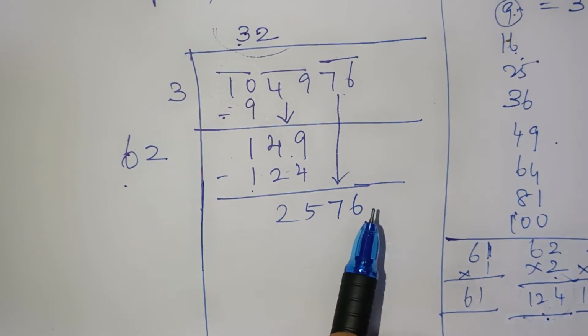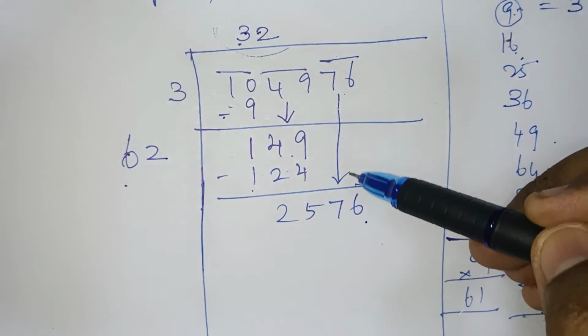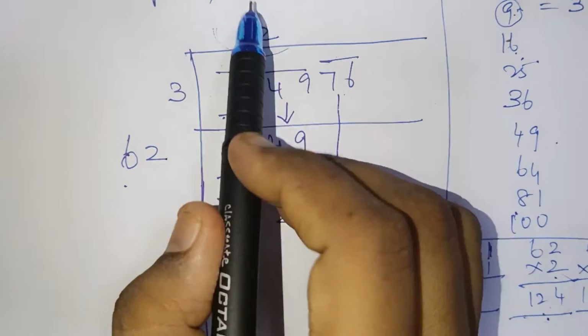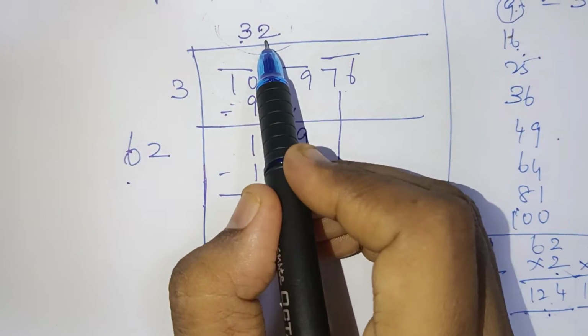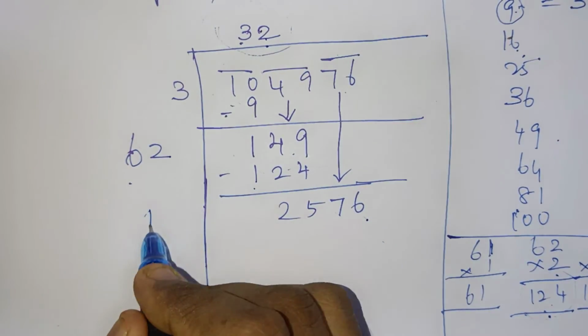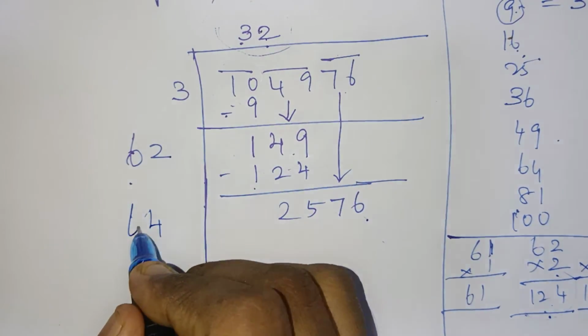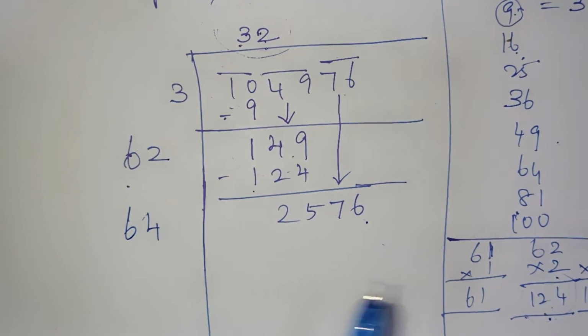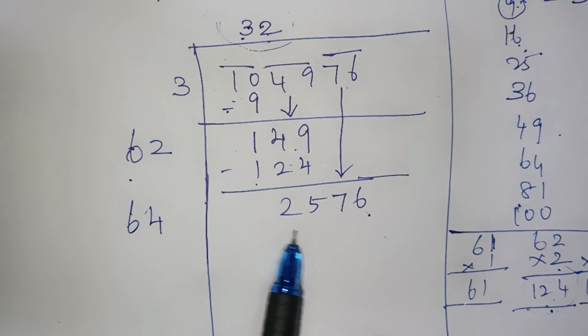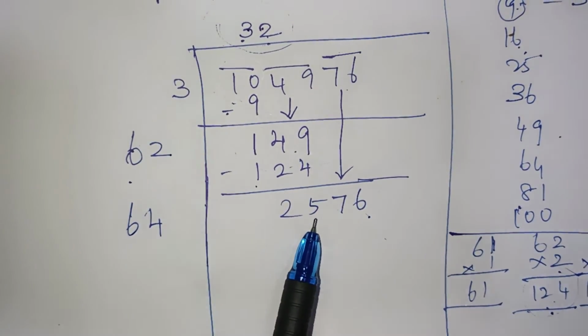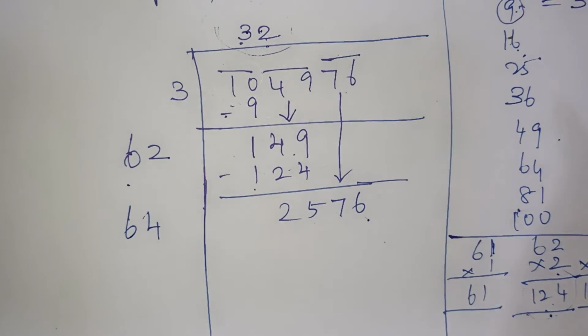So now I have 2576. As I said before, when you bring down one group of numbers, immediately you have to multiply the quotient by 2. When you multiply 32 by 2, what do you have? 2 2s are 4, 2 3s are 6. So 64. The same procedure you have to do here. You have to find the multiples of 64, not the nearest square number.